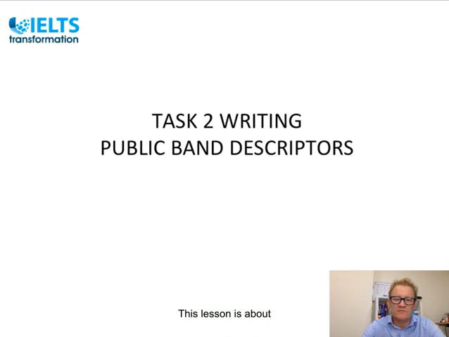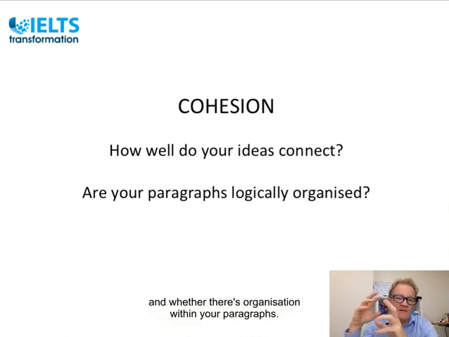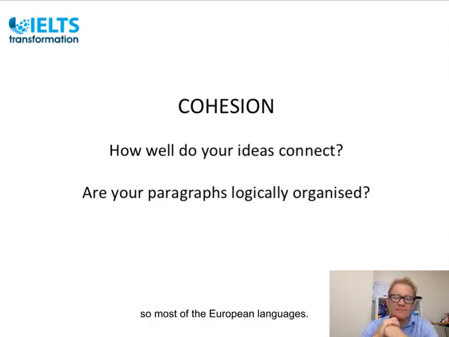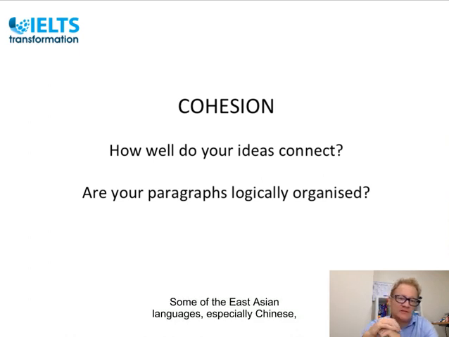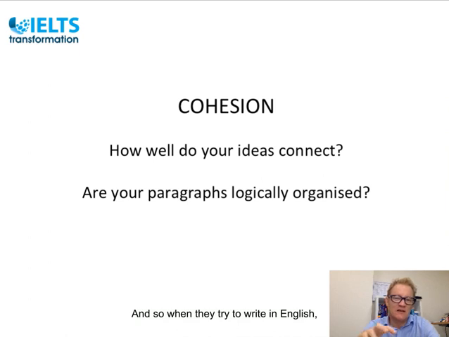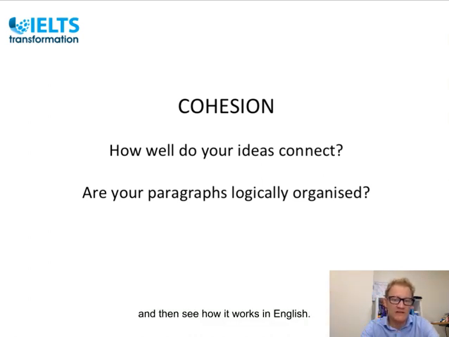This lesson is about cohesion. So cohesion is how well your ideas connect and whether there's organisation within your paragraphs. It depends on your first language. In many languages you have very similar rules for cohesion, so most of the European languages. Some of the East Asian languages, especially Chinese, seem to have very different rules of cohesion, and so when they try to write in English, there are some issues with cohesion. So understand cohesion in your language first, and then see how it works in English.